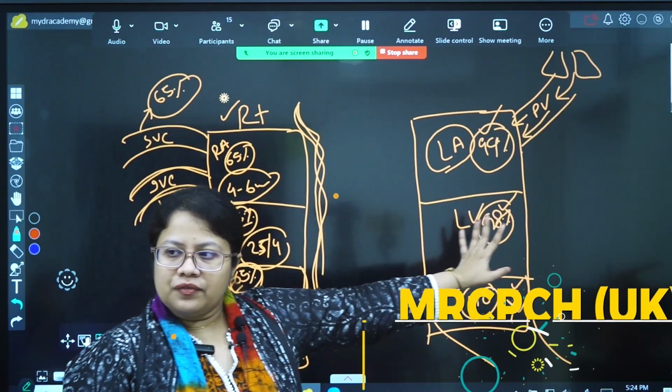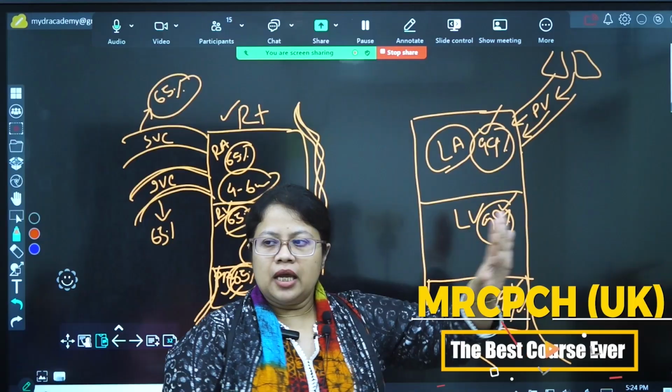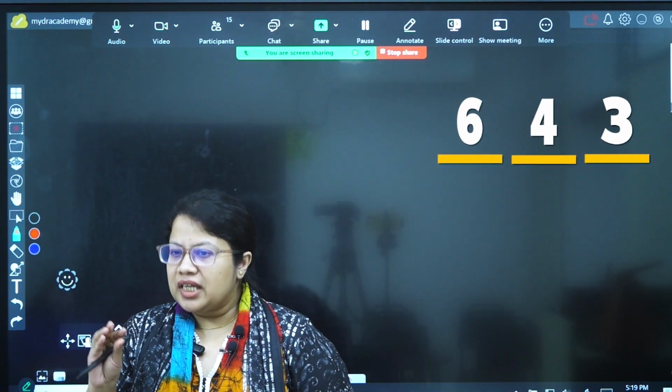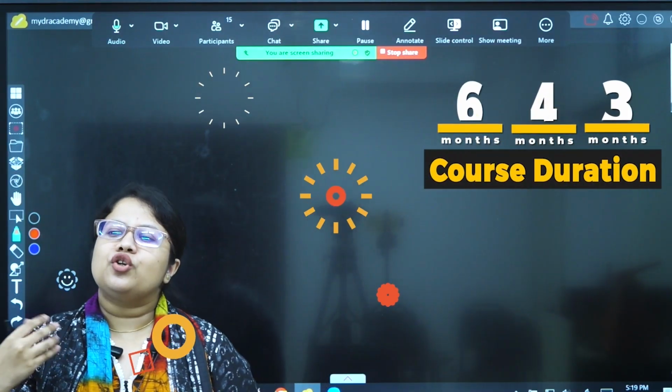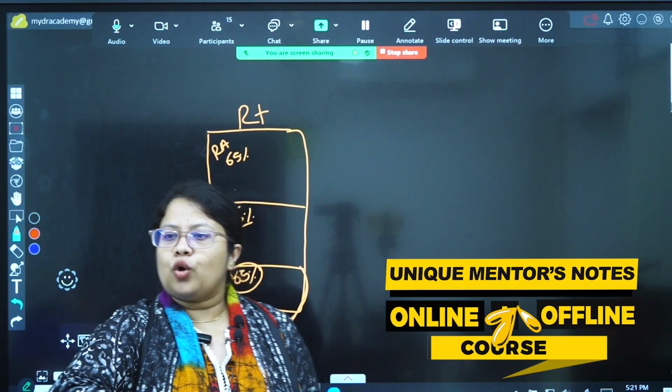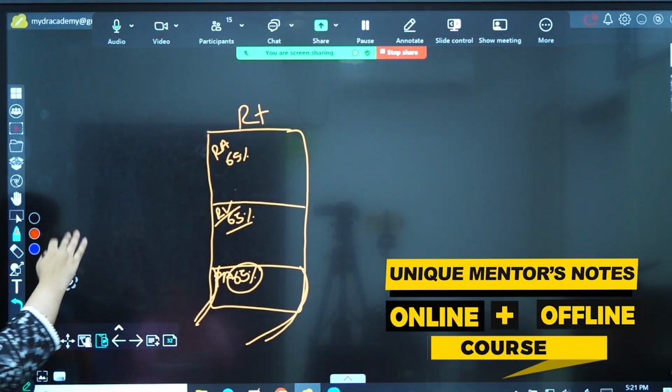The left side of the heart is always dealing with the oxygenated blood. Cardiac catheterization, we all know that during the exam the MRCPCH will give the normal value, right? Pulmonary artery is 65. That means the right side of the heart always has a saturation of 65.